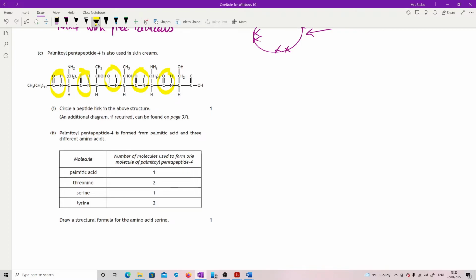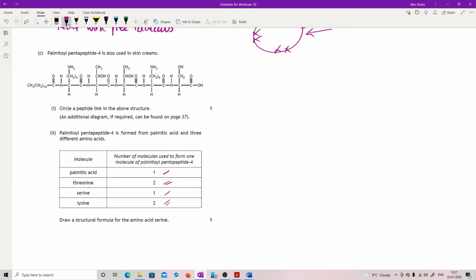Palmitoyl pentapeptide 4 is formed from palmitic acid and 3 different amino acids. Draw a structural formula for the amino acid serine. Okay, that's quite an odd question I found when I was looking at this one. Right, so what you had to do, let me just get rid of these. Although that is showing where the different amino acids are. So we had all our different amino acids. You're told that you've got 1 palmitic acid, 2 threonine, 1 serine, and 2 lysine.